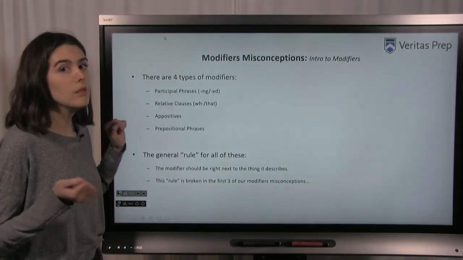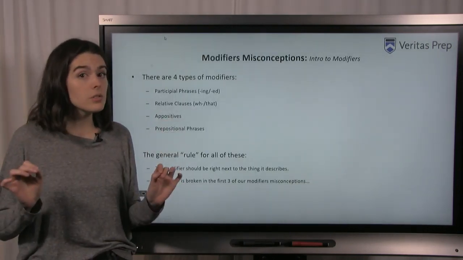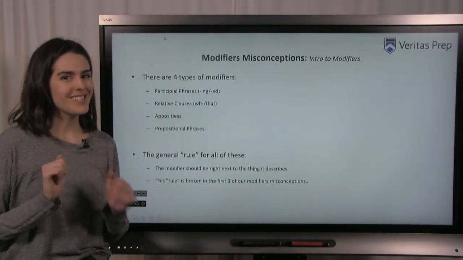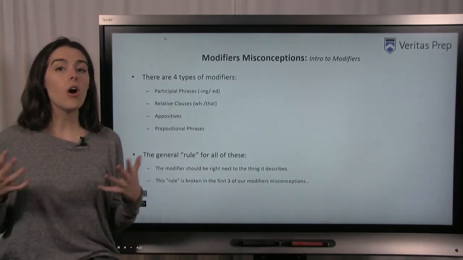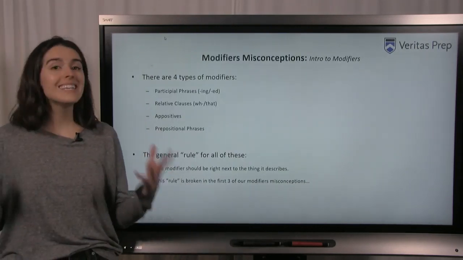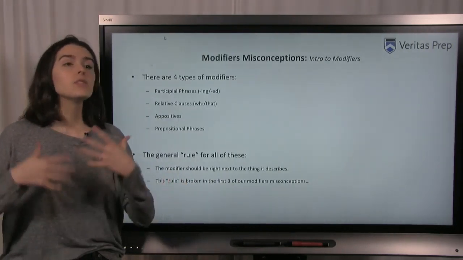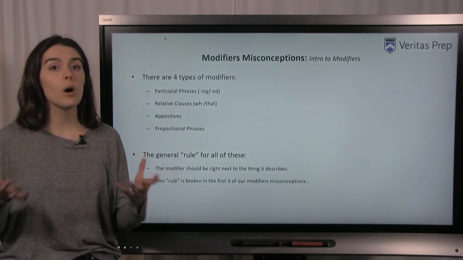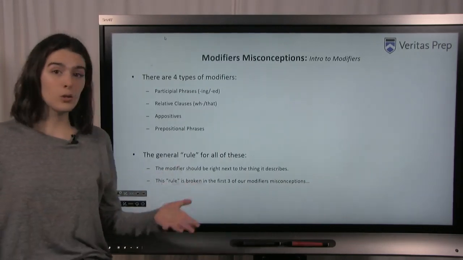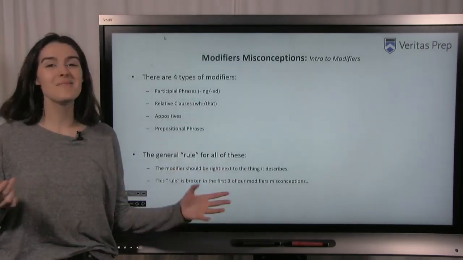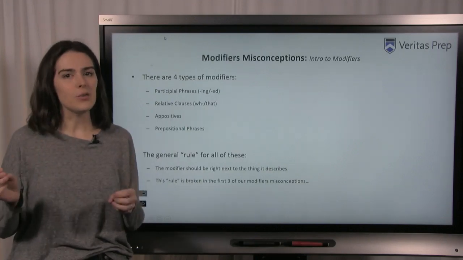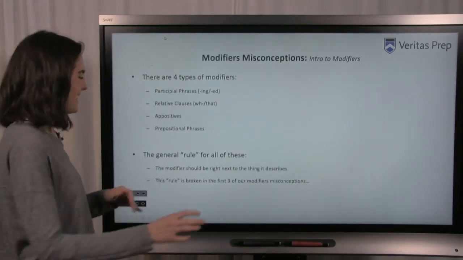Again, if there's any of you who are like, I don't know what that means, we're going to do some more examples of those coming up. But maybe take note of the ones you're not feeling so sure about and do a little research on your own. So the general rule for all of these types of modifiers, and this is the general rule, again, rule in quotes, is that modifiers should be right next to the things they describe, right? And that's for clarity, right? We want it to be really clear what our modifier describes. So usually we want to slap them right next to their subject. Usually. But our first three modifier misconceptions are going to challenge that rule. They are going to break that rule. So, very fun. Let's go ahead and take a look.